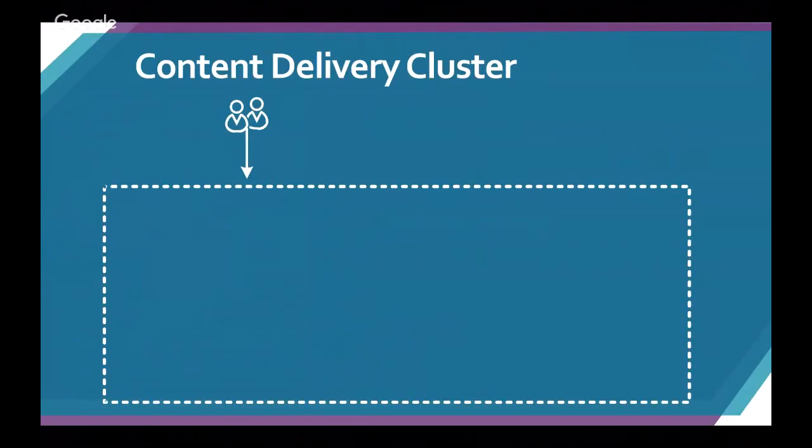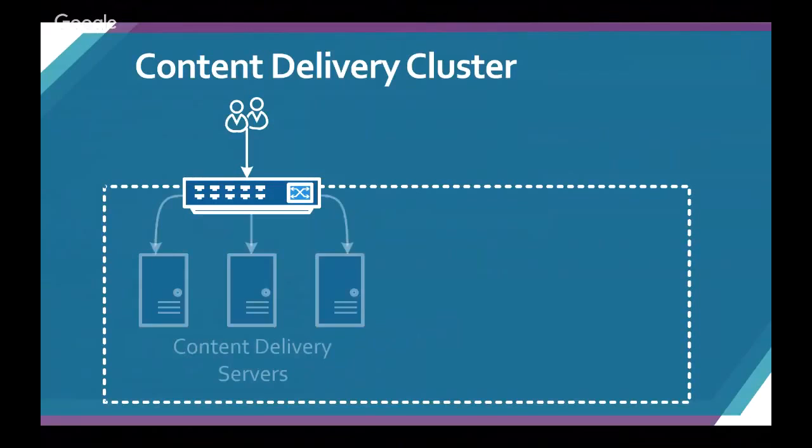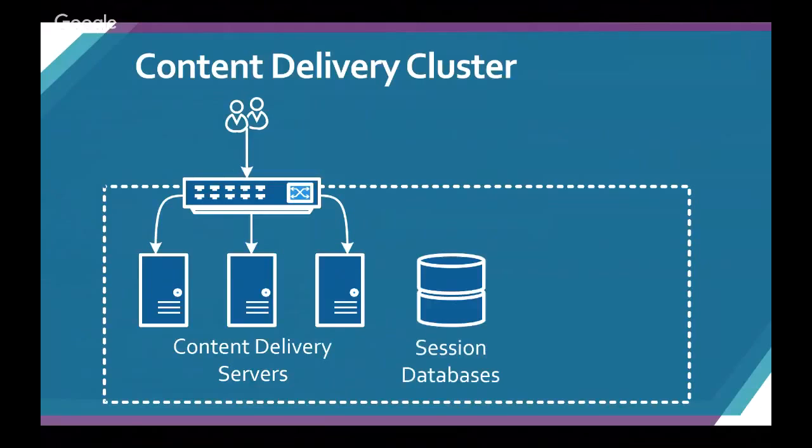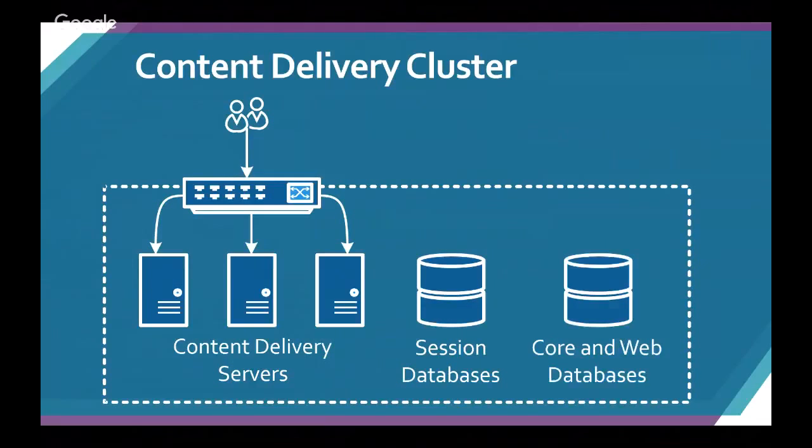And when a user's request comes to a content delivery cluster, it gets to a load balancer. And the load balancer can distribute those requests to any amount of content delivery servers. And that's already where the scaling starts. You can add as many content delivery servers as you want inside a single cluster. Every cluster has its own session databases, and of course, the Sitecore databases, core and web.